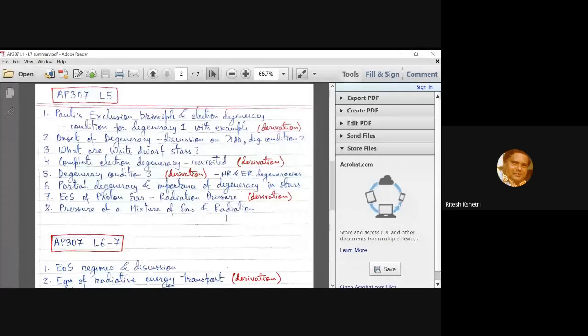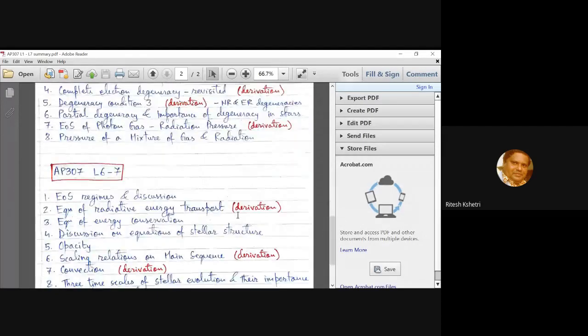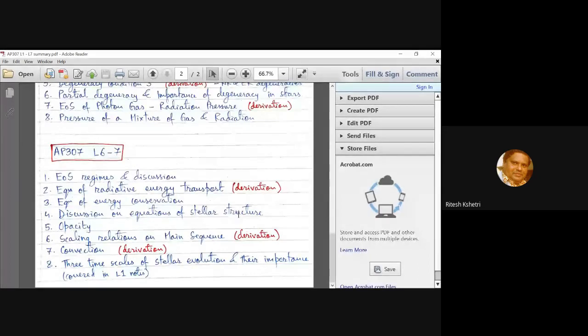Now, in the last lecture, I talked to you about the various equation of state regimes, and I also discussed the equation of radiative energy transport and the equation of energy conservation. Also, we discussed the equations of stellar structure. If you remember, I talked about the Russell-Vogt theorem and then about the absorptions.